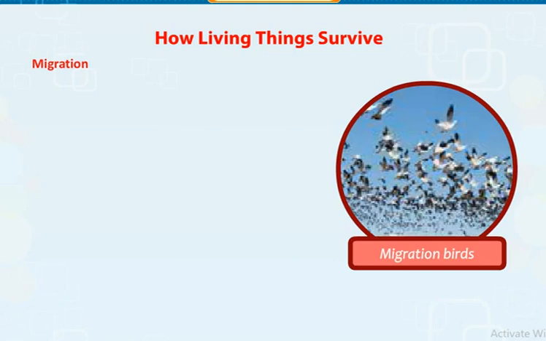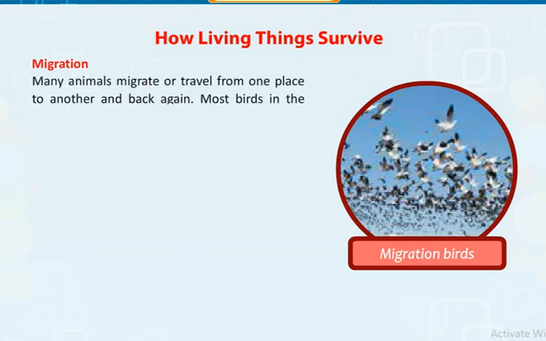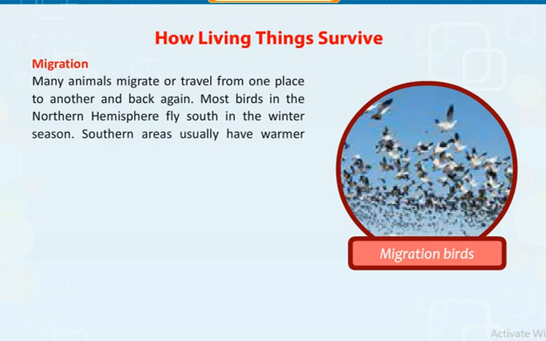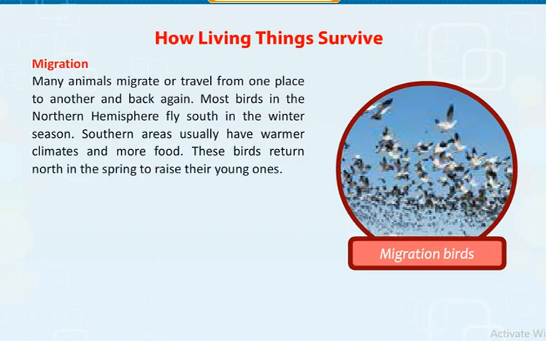Migration. Many animals migrate, travel from one place to another and back again. Most birds in the northern hemisphere fly south in the winter season. Southern areas usually have warmer climates and more food. These birds return north in the spring to raise their young ones.